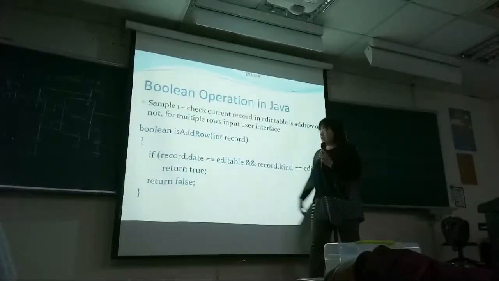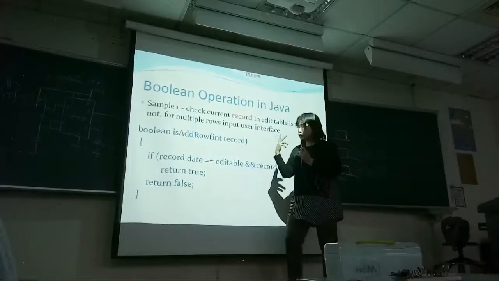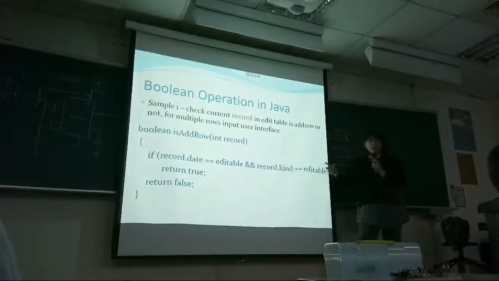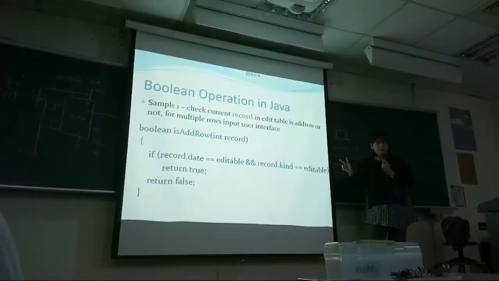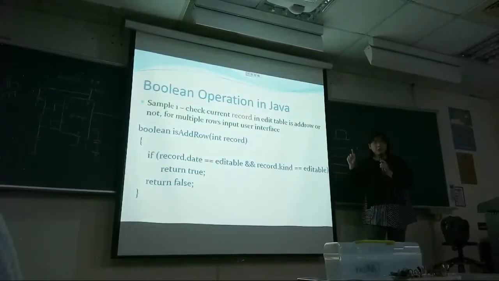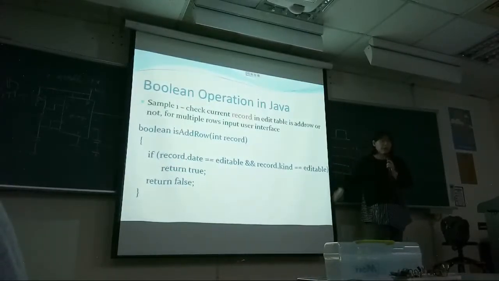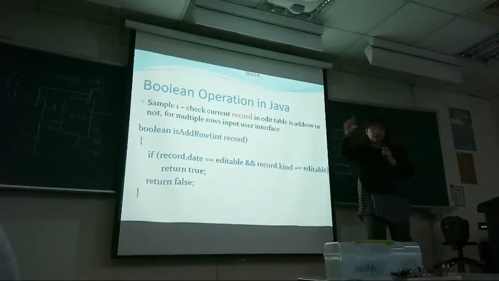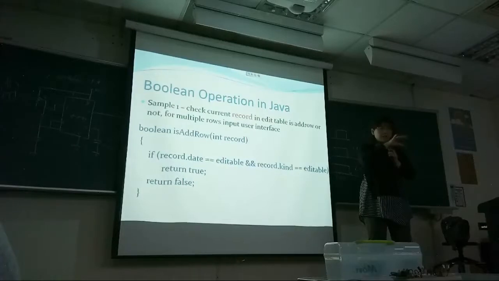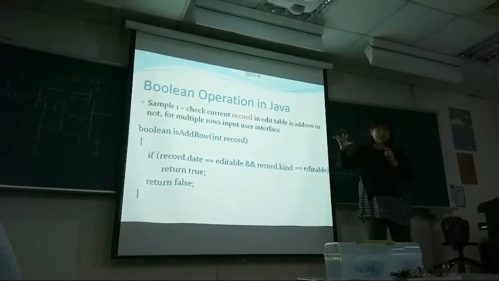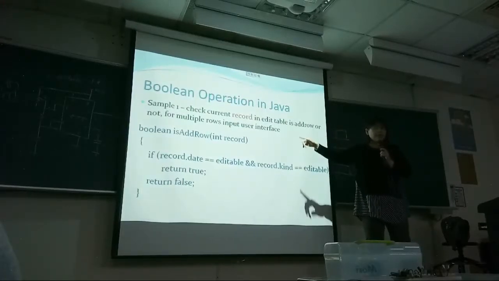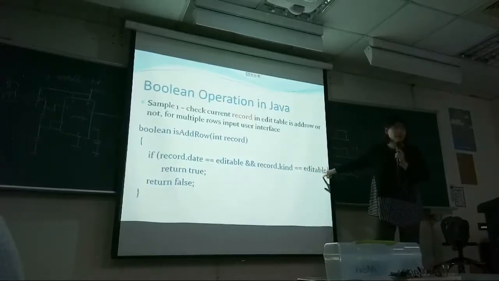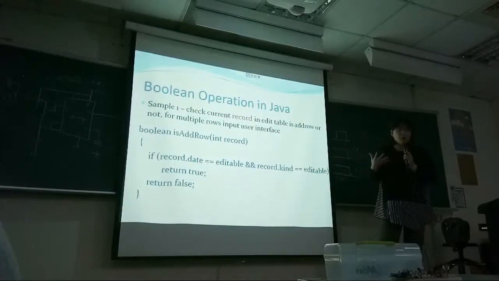Okay. If I just check the date and check that the two counts are editable, then I know that this row is an add row. Then I will do something. I will write this record into an INSERT INTO SQL syntax and send it to the DB. Then the DB will create this row. Okay, this is add row.